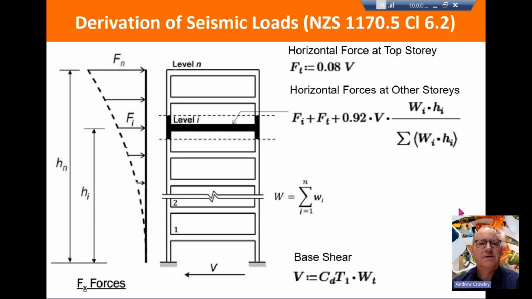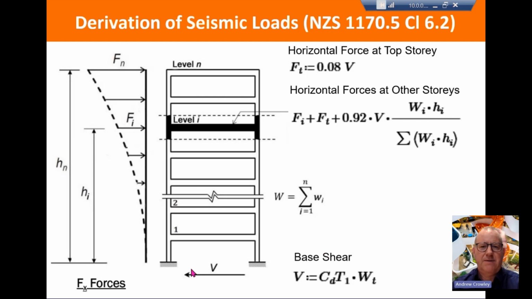And here's a reminder of how seismic loads are derived, looking at NZS 1170.5, and it's in clause 6.2. First of all, we've got seismic weights for each of the floors, and we add it up to get a total. We multiply it by a CDT factor, and that gives us our base shear.